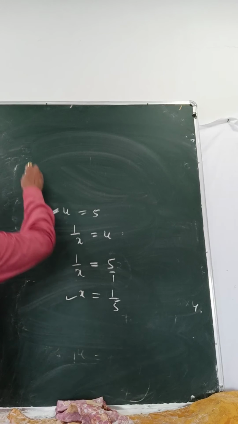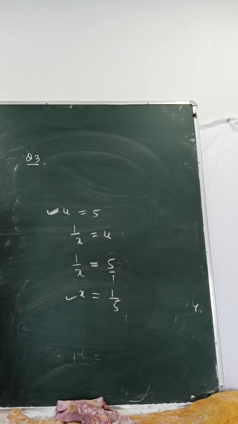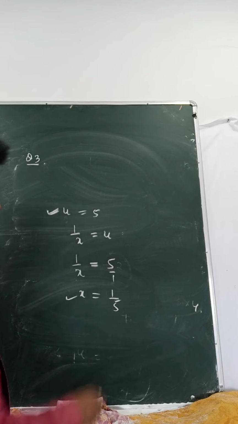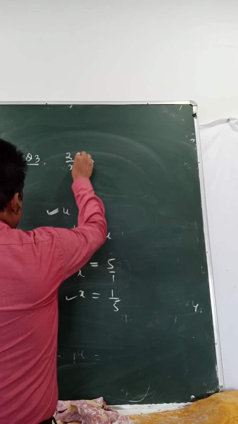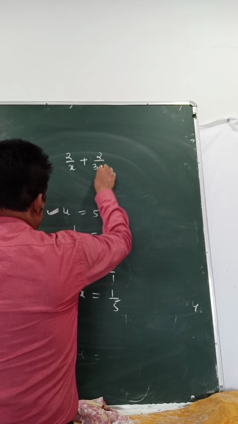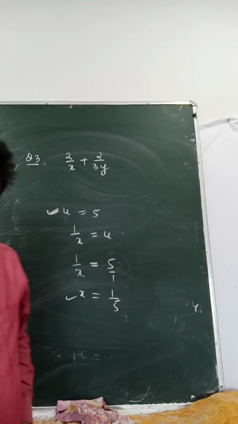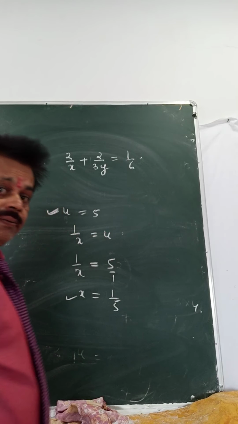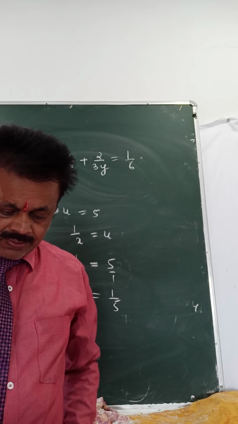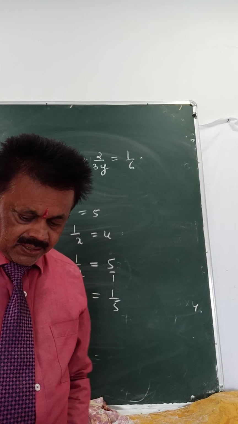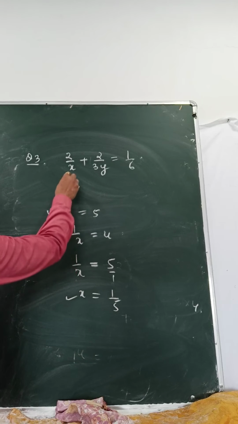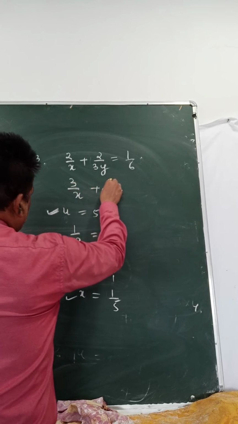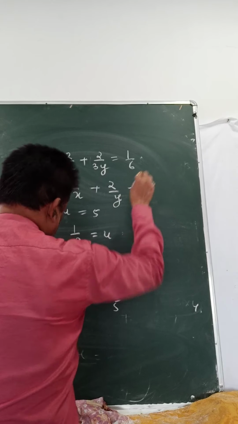Third pattern again. The third pattern is 2 by x plus 2 by 3y equals 1 upon 6. Then what did you get? 3 upon x plus 2 by y equals 0.